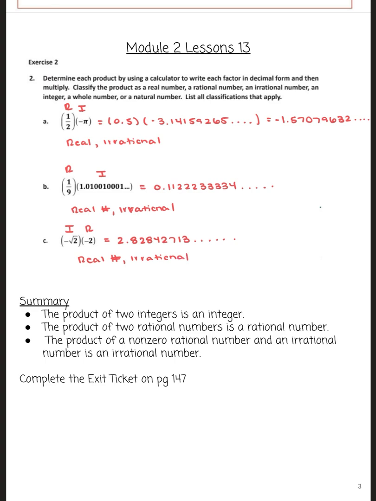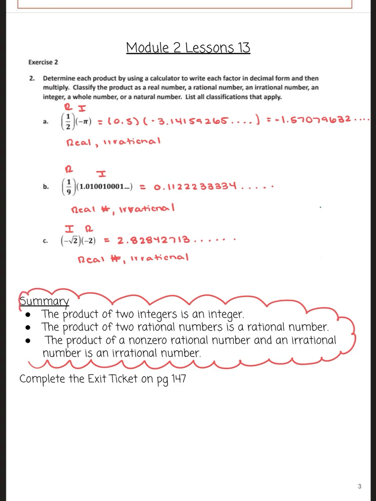All right, so the summary of this lesson, and this is the key part here, is that the product of two integers is an integer. So when we look at the first example of the opening exercise that we did, those were integers. When we multiply two integers, we get an integer. The product of two rational numbers is rational. So looking at exercise 1 that we did together, we got rational numbers because we multiplied rational numbers together. And the product of a non-zero rational number, so the key word there is non-zero, and an irrational number is irrational.